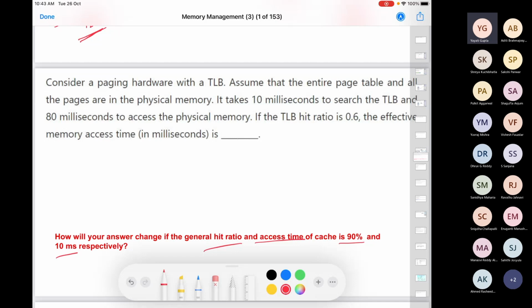So your first part remains the same, right? That 42 nanoseconds was your average time to fetch the relevant frame number. So this gives you the physical address. Once you have the physical address, you first check in cache and then in main memory. Now for your cache, the hit ratio is 90% and access time is 10 milliseconds. So what is the average access time of memory?